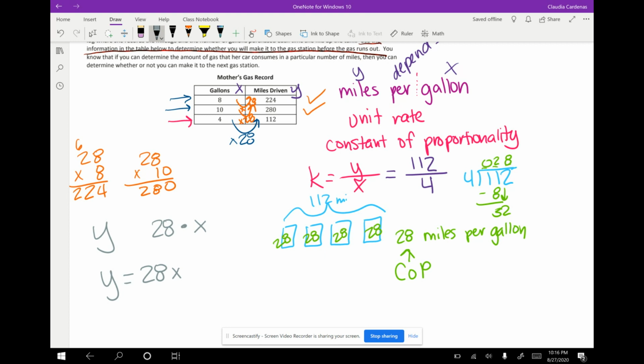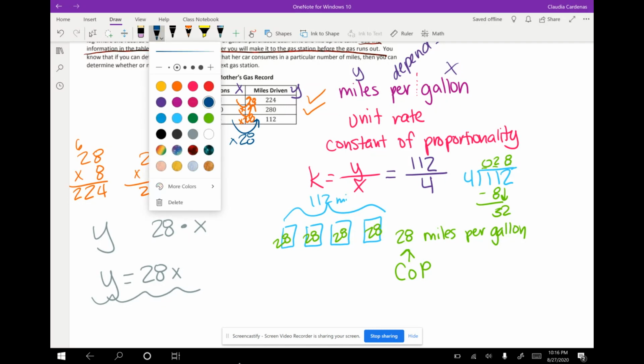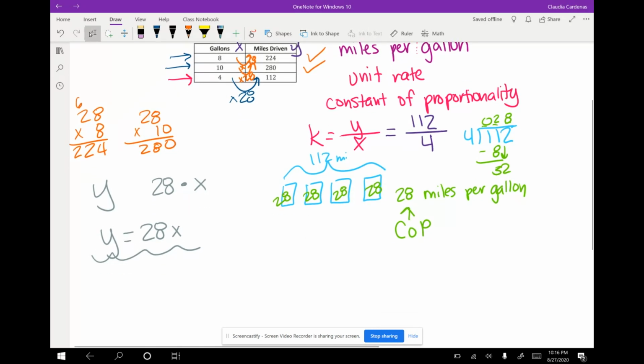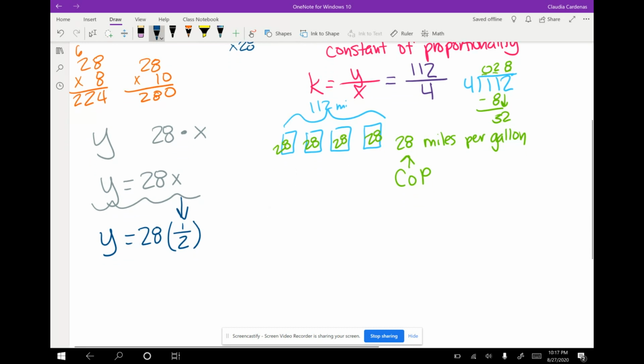So now we have our rule, right? This is our fancy equation showing exactly what we can do to find the actual answer to our question, because we're not there yet. So how can we find out how many miles she drives on half a gallon? Well, gallons represent X, right? So she only has half a gallon in her tank, and we can multiply that by 28 to get Y, the miles driven, which is the whole point of our problem. So I'm going to think of half of 28.